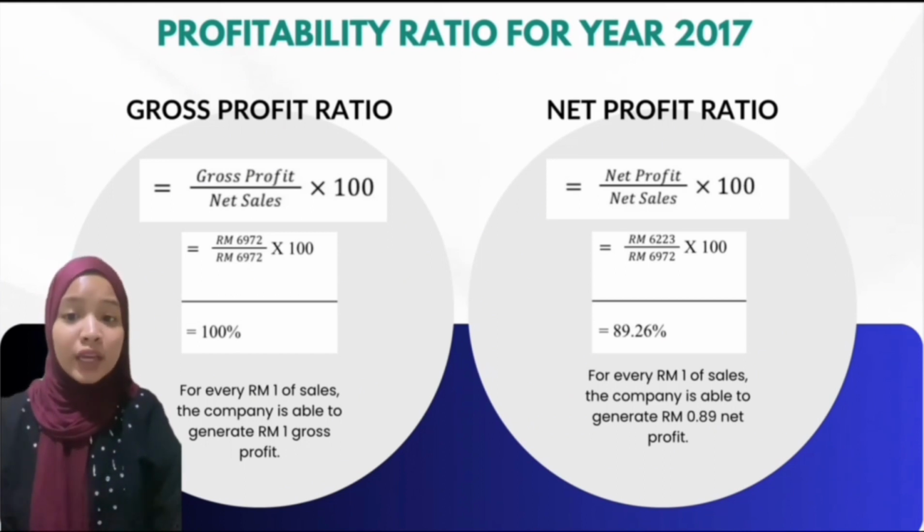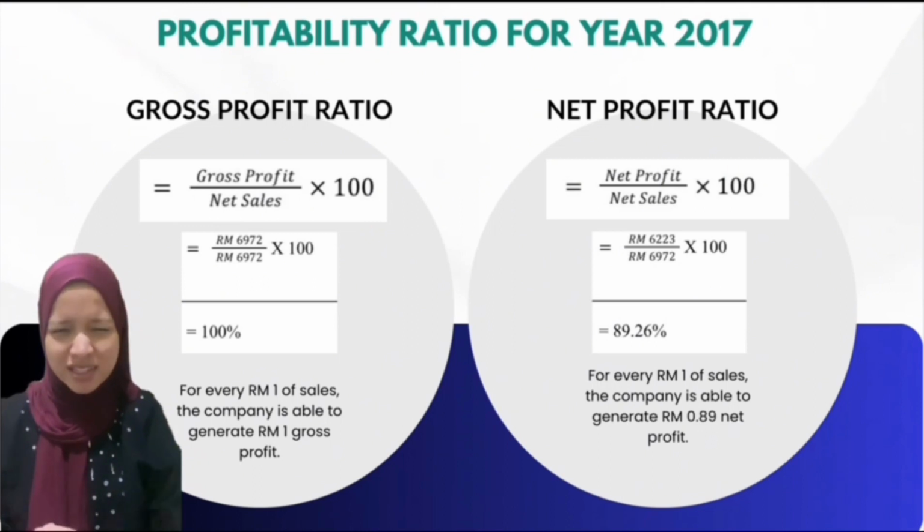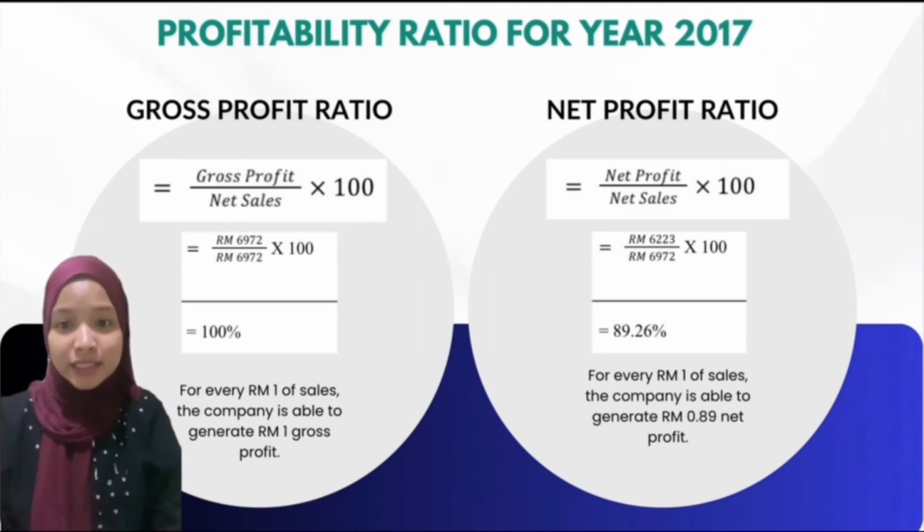Second, we have net profit ratio, which is net profit per net sales multiplied by 100. So in this case, 6,223 per 6,972 multiplied by 100, we can get 89.26%.